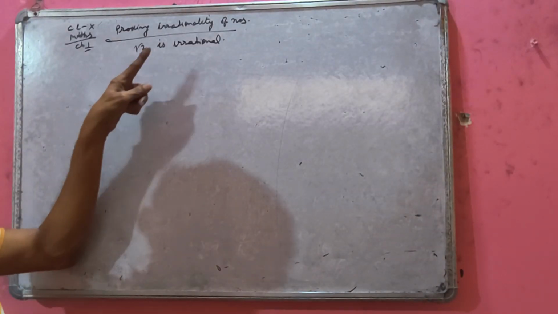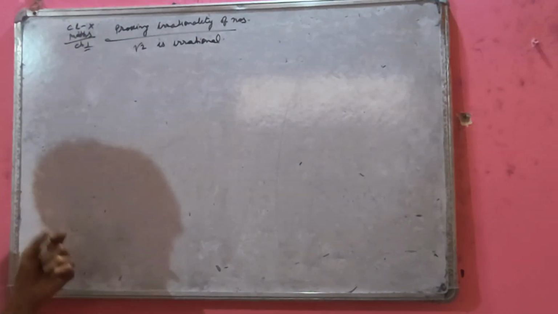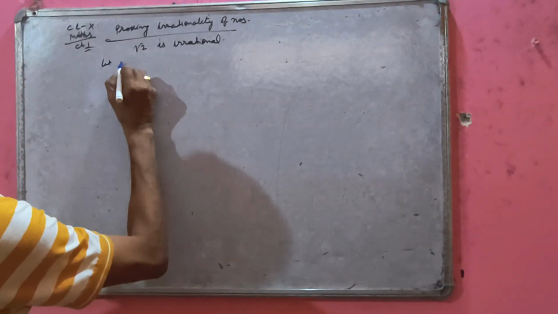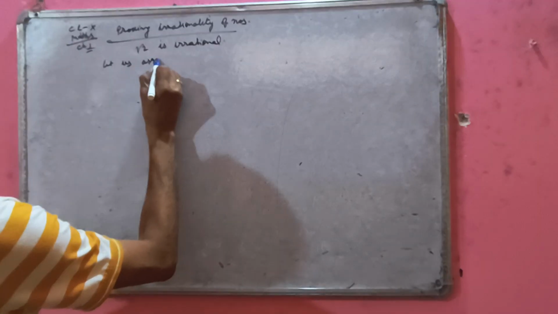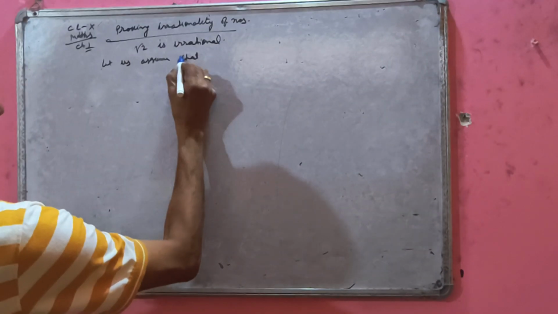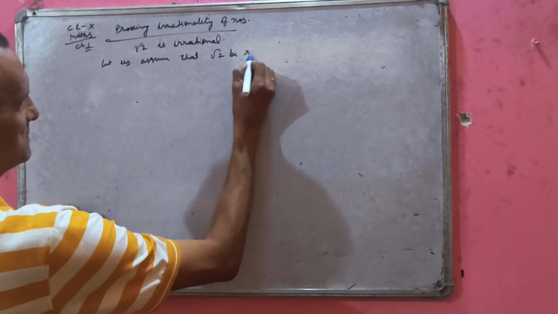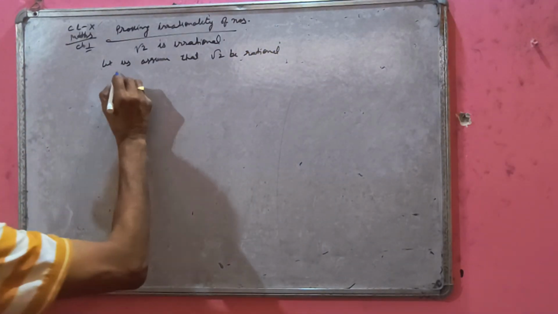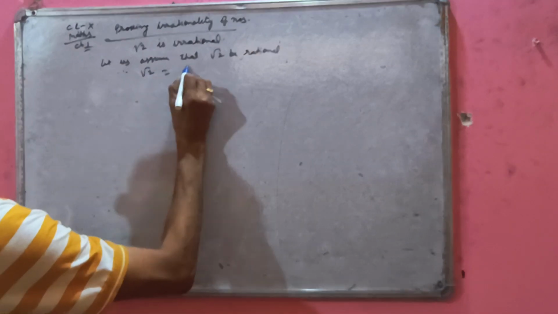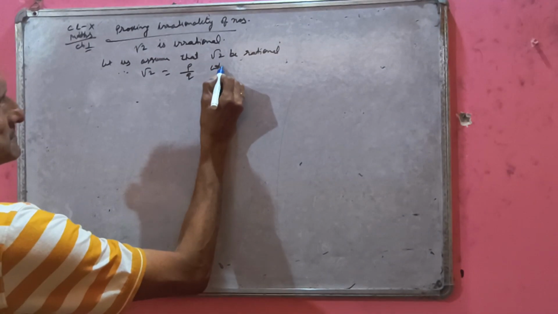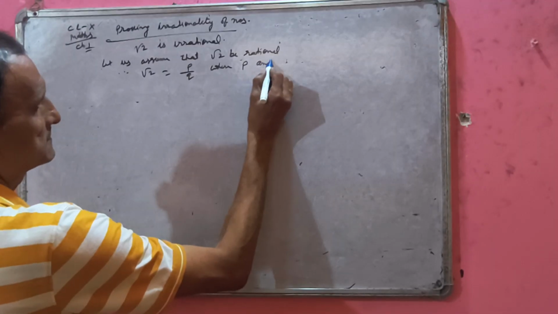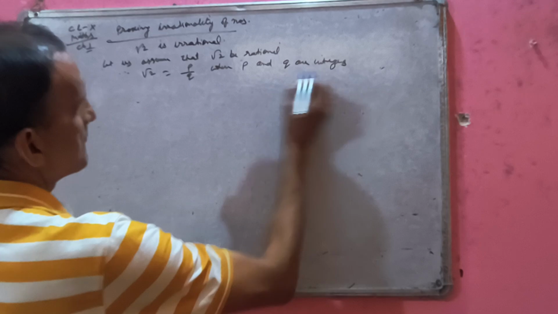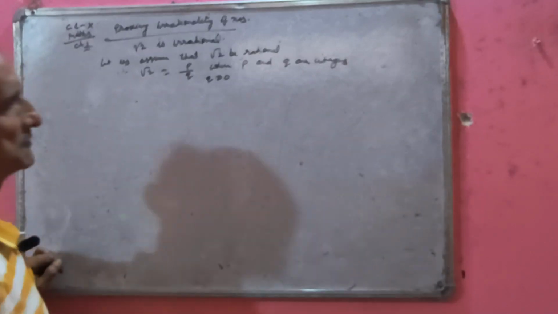Here we have to prove root 2 is irrational. So on the contrary, we will assume that root 2 is rational. If we have assumed it as rational, so it must be in the form of p by q, where p and q are integers and q is not equal to 0, that you know only.